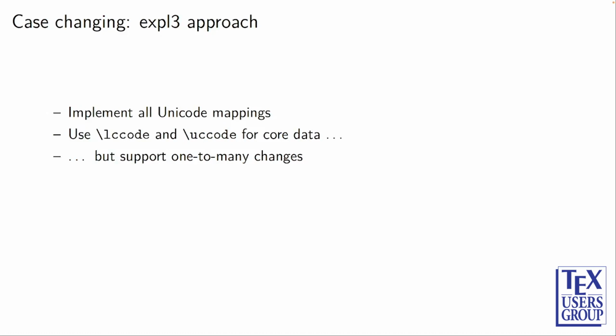We also see that where there's a pre-composed accented character in one case, but you have to use combining characters in the other case, and so we need to support one-to-many. So we can't just store data in LC code and UC code.